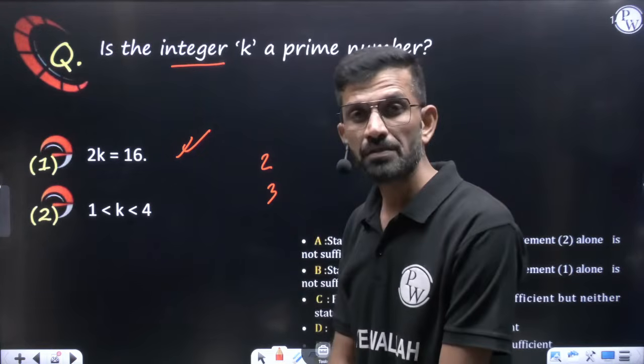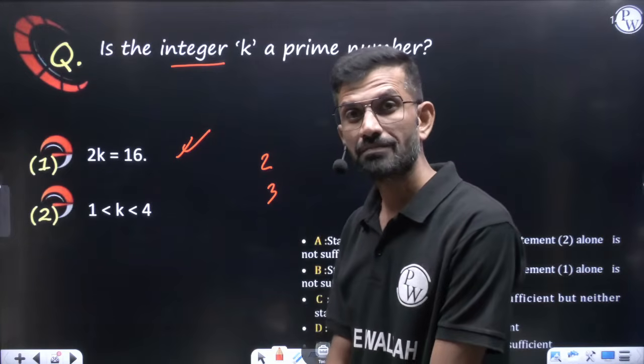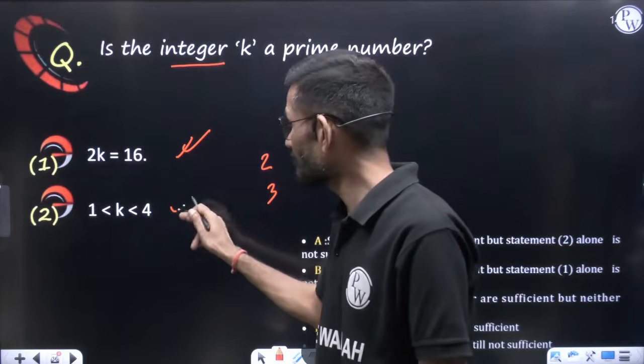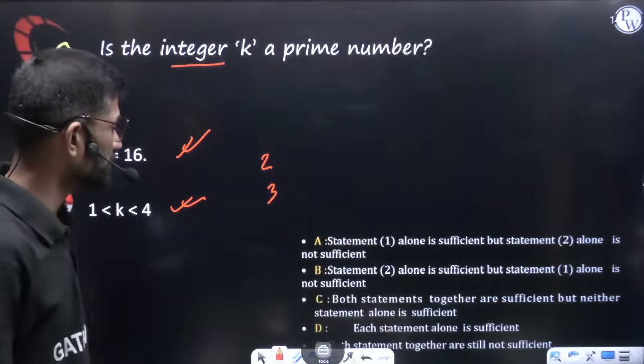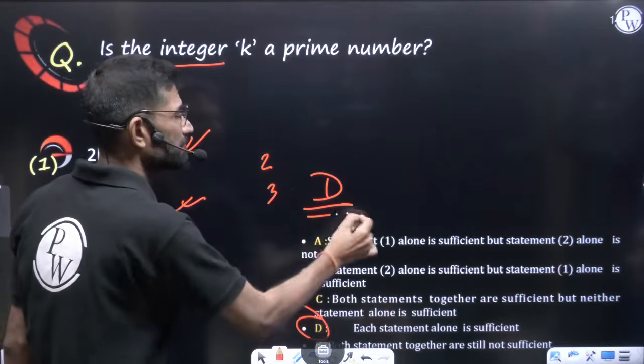Is 2 a prime number? Yes. Is 3 a prime number? Yes. There is no doubt, both are prime numbers only. So here also you are getting a confirm answer. Yes, 1 alone is sufficient, 2 alone is also sufficient. When independently they are sufficient, we go for option D.